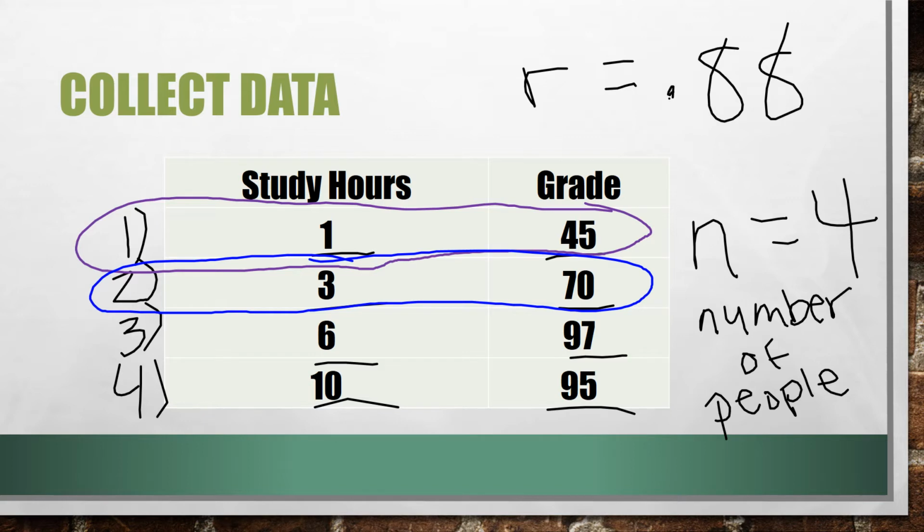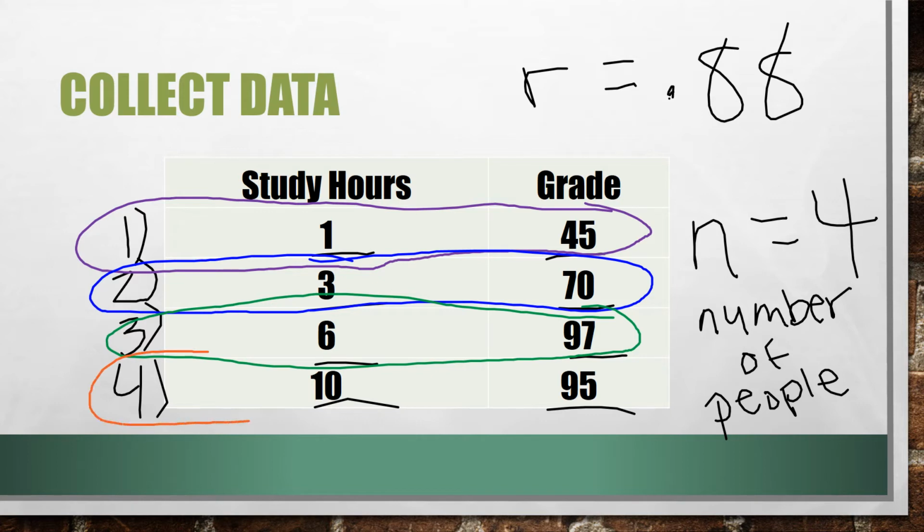Person 3, I put in green, they studied for 6 hours and got a grade of 97. And person 4, in orange here, had a grade of 95 and studied for 10 hours. So there's 4 people. So N is the number of pairs of observations, the number of people. And each person takes this twice, and gives you two pieces of information, which is called an observation. Okay?